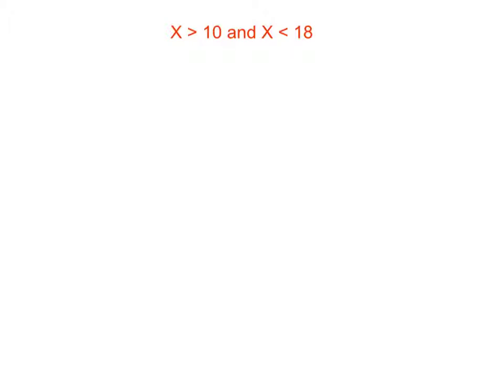But in math, when we're talking about compound inequalities, we want numbers here that are greater than 10 and less than 18. So one way that I would suggest to do this is, well, let's get a number line. Let's mark our numbers. First I'm going to mark 0, I'll mark 10, and I'm going to mark 18.